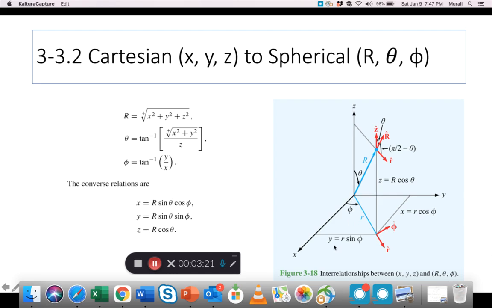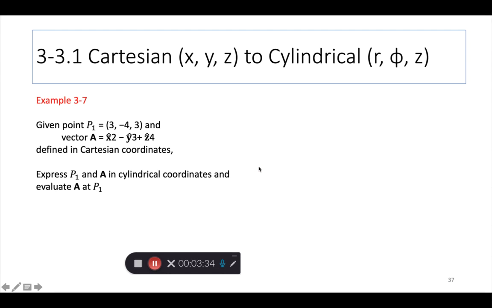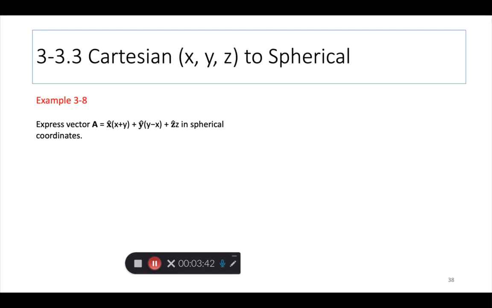So you can see, for example, y is r sine phi. So, phi equals sine inverse y by r, right? So in that way you can convert between them. All right, like I said, unless we do some problems, we won't quite understand it. And we have some problems here, examples and problems. But we'll come back to this.